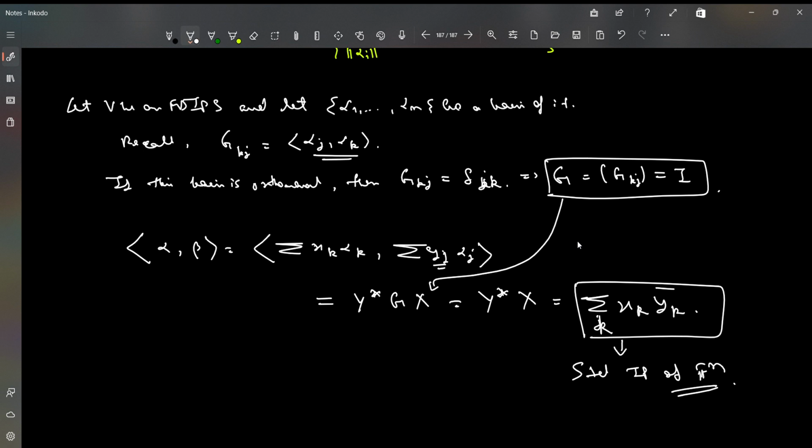And this field is nothing but the underlying field of this vector space we are talking about, right? Is it clear? Okay.